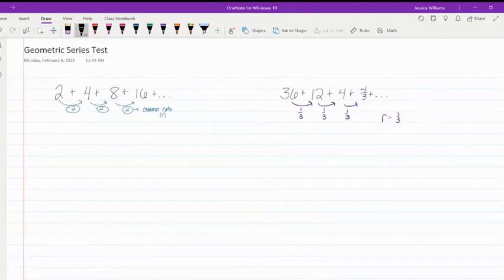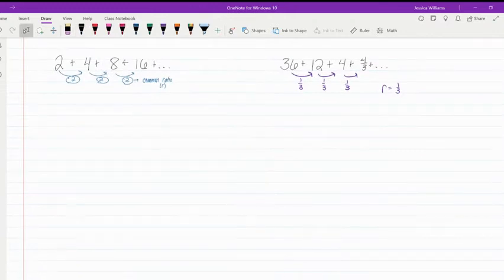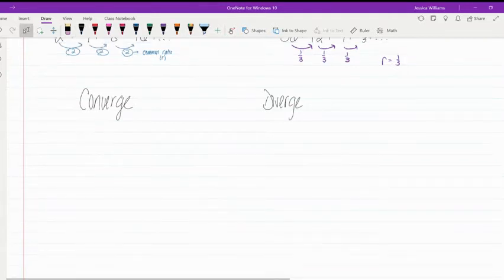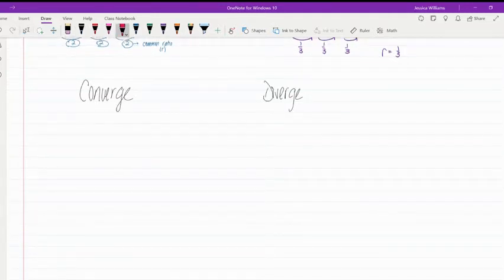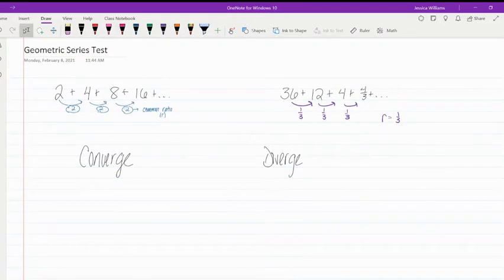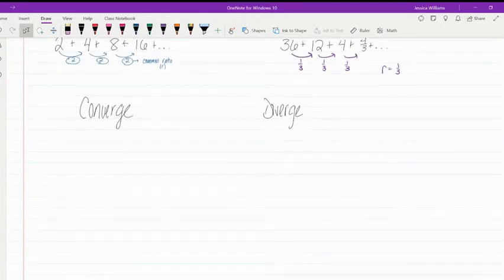Now, if you remember, our big goal with all series for the next 3 weeks is to decide if they converge or if they diverge. Converge means that the sum approaches a value. So as you add these things up forever, it's going to approach a value. Diverge means it doesn't. And it's a really quick test. As soon as you decide it is geometric, look at this R that you're multiplying by. If its absolute value is less than 1, it converges. If the absolute value of it is greater than or equal to 1, it diverges. And it's as simple as that.